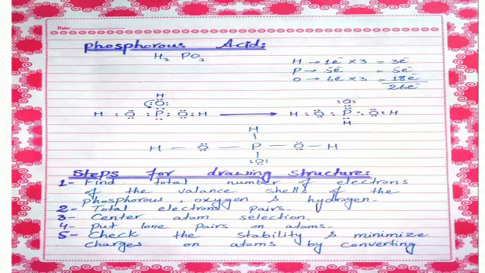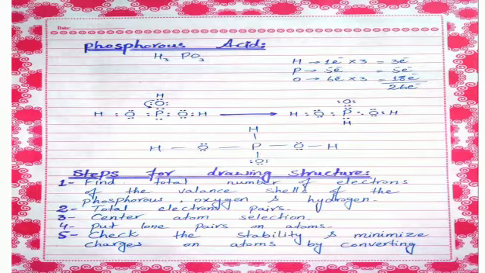Next, moving to the next slide, we will discuss phosphorus acid. Phosphorus acid has the formula H3PO3. Here hydrogen has one valence electron. We will multiply it by 3 because in this structure there are 3 hydrogen atoms. Next, phosphorus has 5 valence electrons and oxygen has 6 valence electrons. We will multiply it by 3 because there are 3 oxygen atoms.